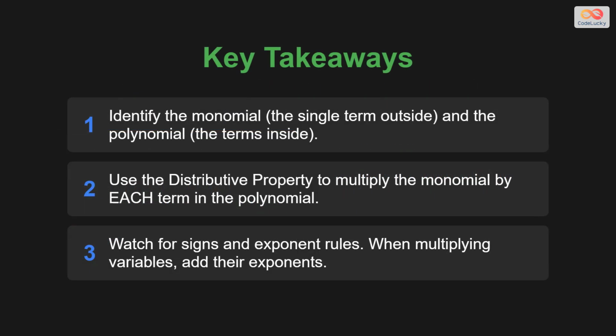So, to summarize, first, identify the monomial and the terms in the polynomial. Second, use the distributive property to multiply the monomial by each term. And third, always be mindful of your signs and exponent rules. Keep these steps in mind, and you'll master this skill.